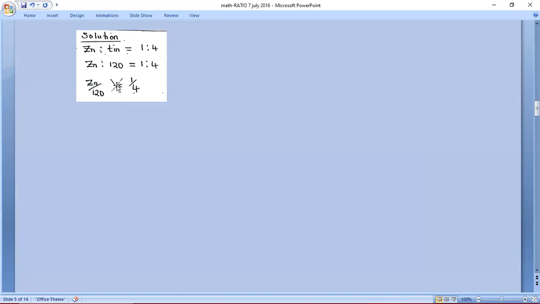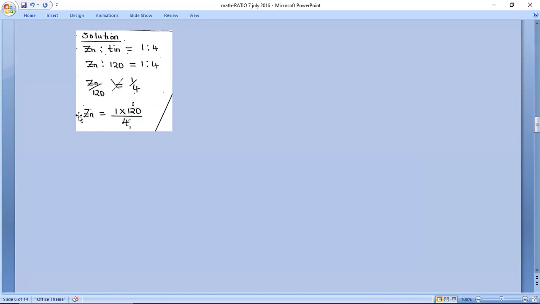So we've done that. Then the next step, we've created two fractions which are equal. The next step is simply cross multiply. And when you cross multiply, the zinc multiplied by the 4 will be 4 zinc. I skipped that step, but it's 4 zinc, or 4 Zn, is equal to 1 times 120.